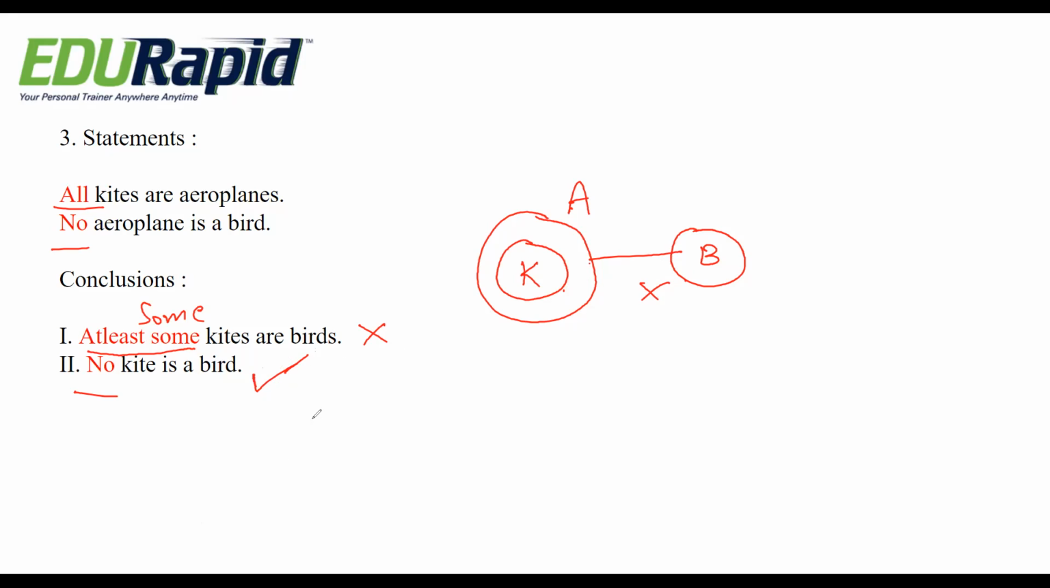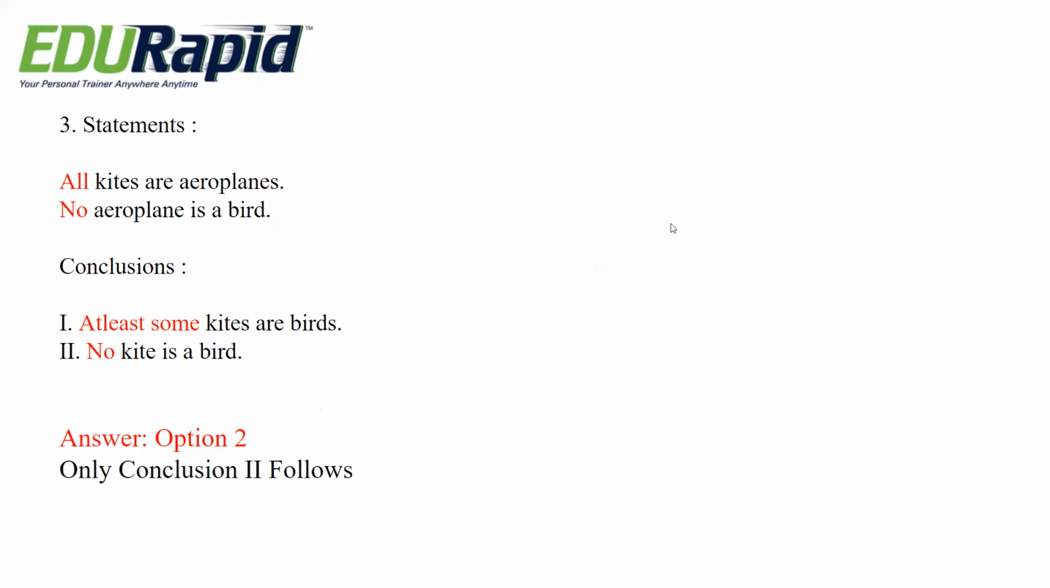So here the right answer is only conclusion 2 follows. That is option 2. Only conclusion 2 follows. Next question.